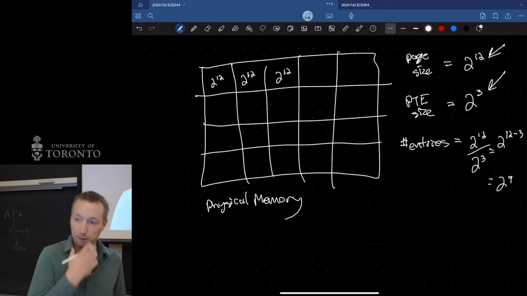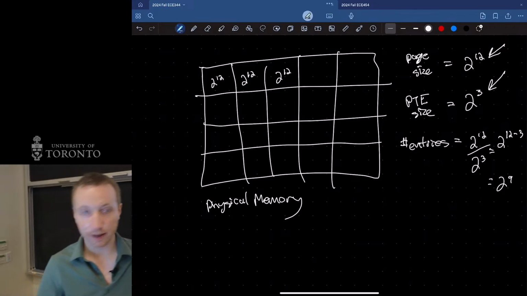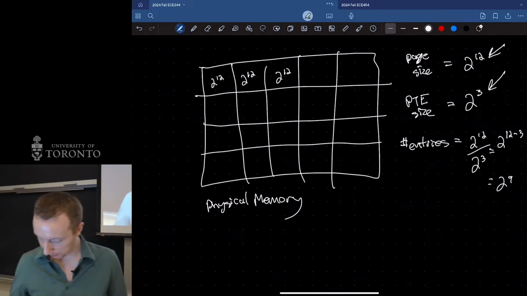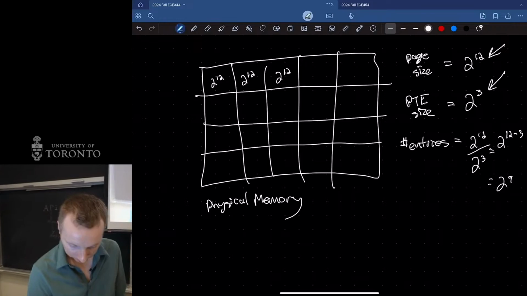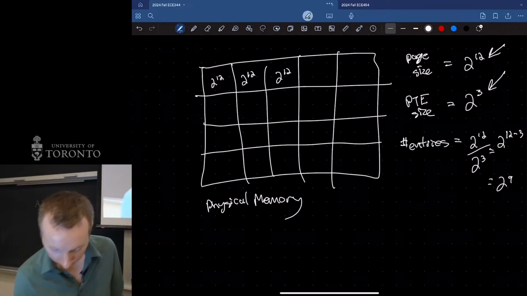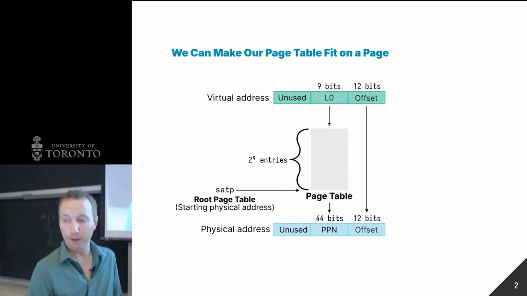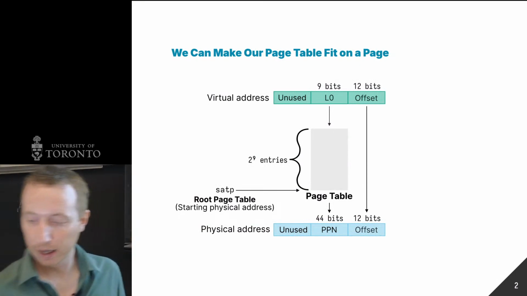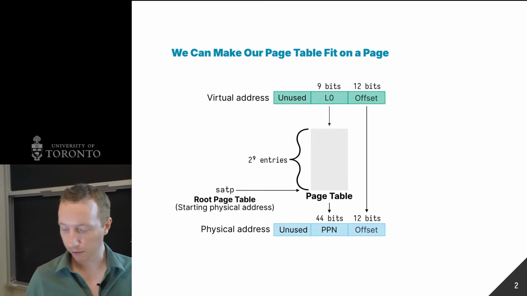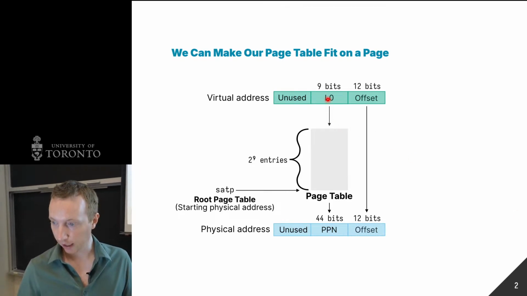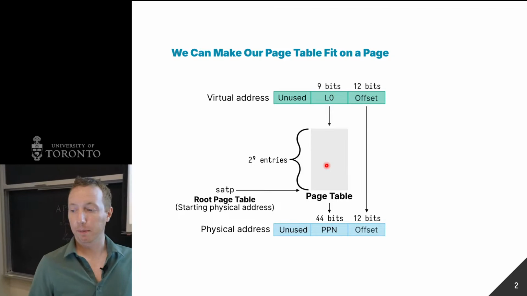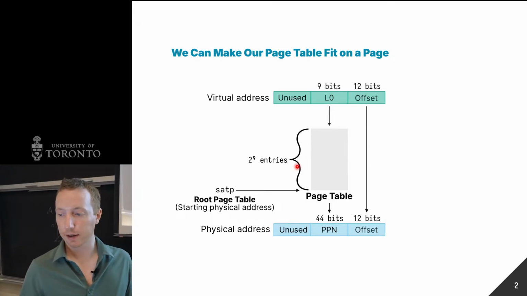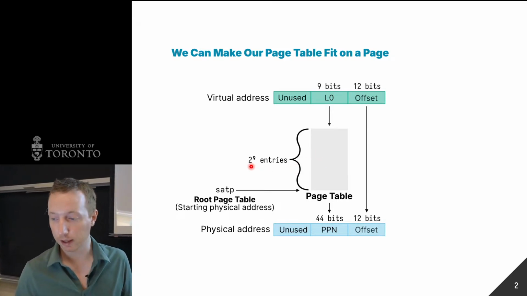So if I made my page table fit exactly on a page, then I could fit 2 to the 9 entries. So if I do that, I would have a system that looks like this. So I take my virtual address, and instead of all the 27 bits that I had before, to make my page table fit exactly on a page, I would need 2 to the 9 entries.